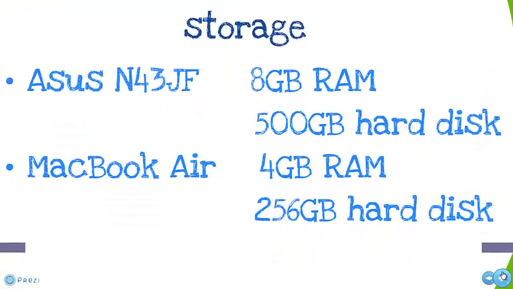Then, I will discuss the difference in memory and storage. For ASUS N43JF, the capacity of RAM is 8GB, and the capacity of hard disk is 500GB. For MacBook Air, the capacity of RAM is 4GB, and the capacity of hard disk is 256GB. In this case, ASUS N43JF can store more information compared to MacBook Air.